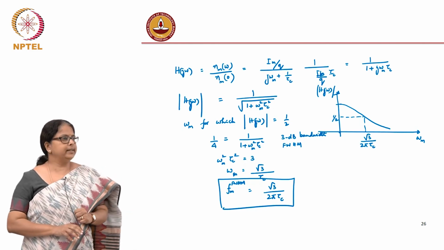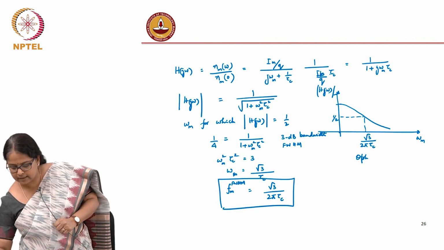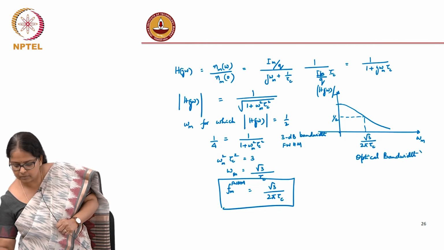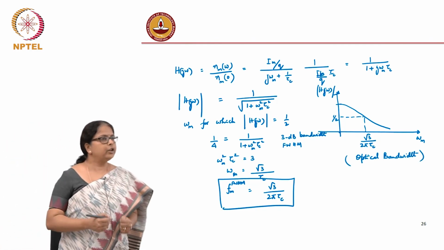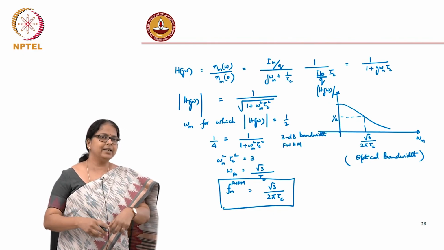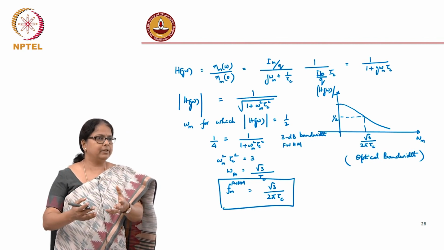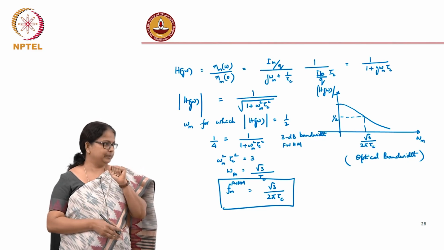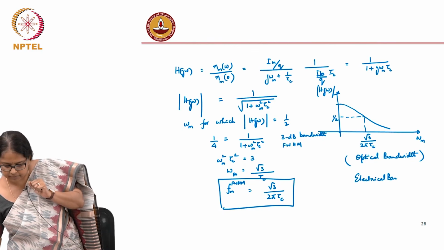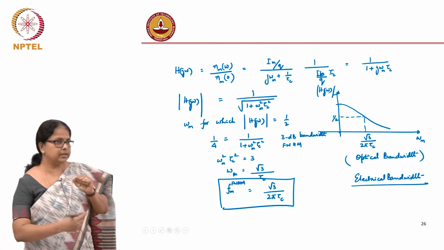Now, there are a couple of small things here. This is what is called optical bandwidth. Why do we call it optical bandwidth? Because we have represented the response function for carrier density, and the carrier density is proportional to the number of photons. So, this is like optical bandwidth. Y axis can represent optical power. Now, there is something called electrical bandwidth, which we will discuss later.